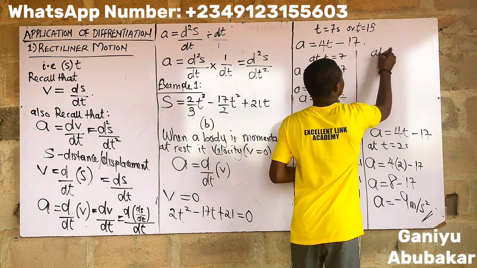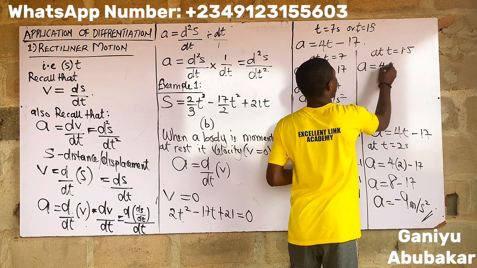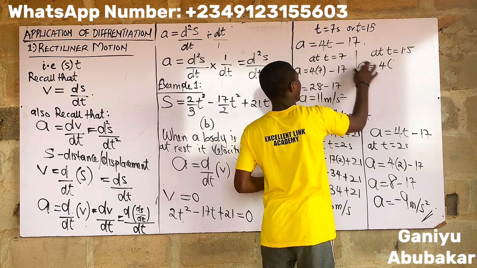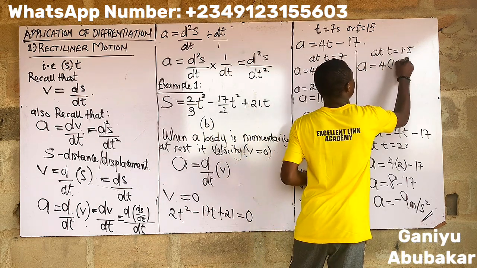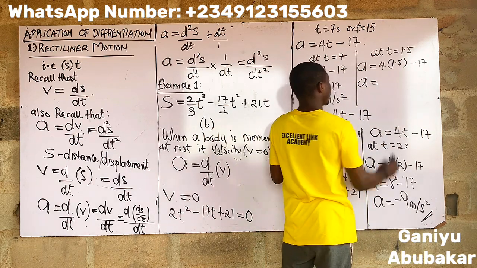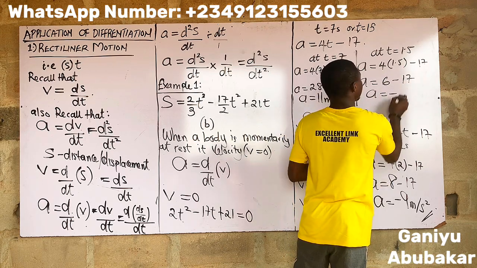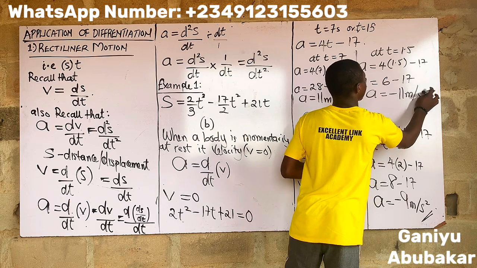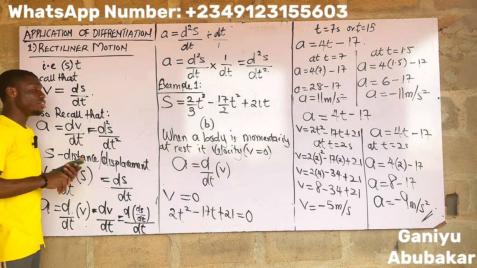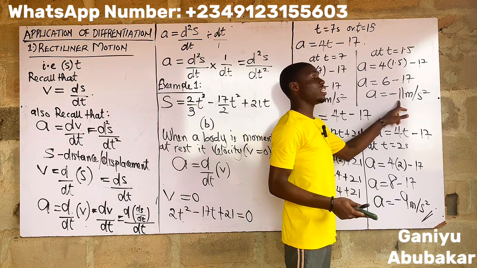Let's consider t equal to 1.5. What do I get? a is equal to 4 times 1.5 minus 17. 4 times 1.5 gives 6, and 6 minus 17 gives a equal to negative 11 meters per second squared. So question B says find the acceleration of the body when it's momentarily at rest. So a is equal to 11 or minus 11 meters per second squared.